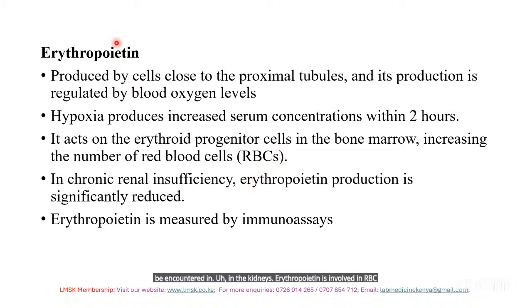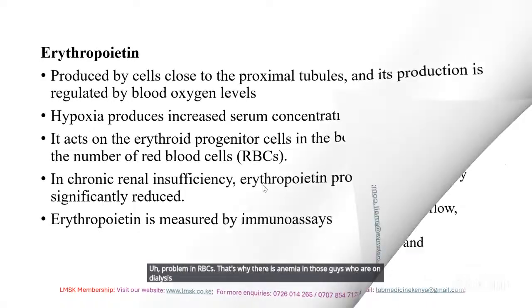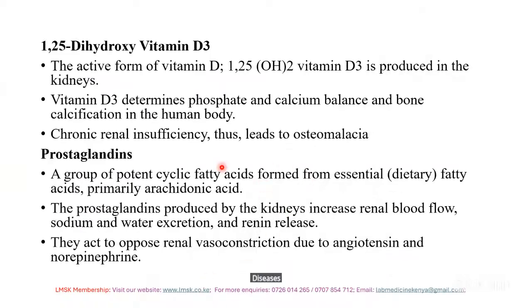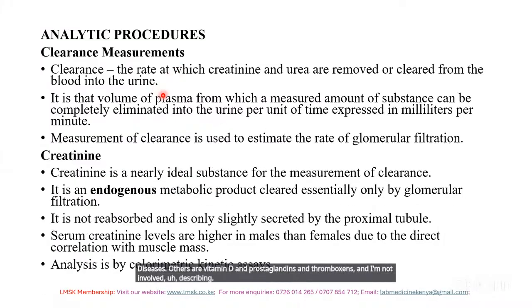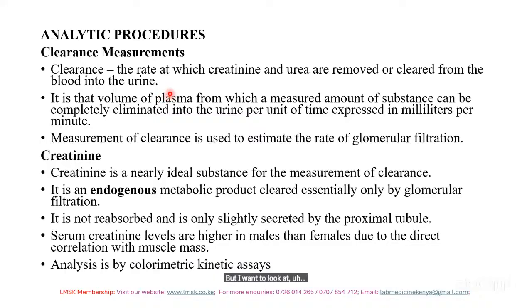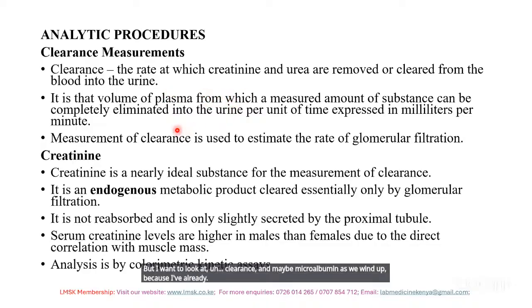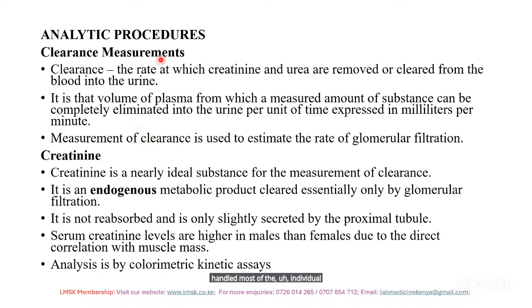So if there is a problem with the kidneys, then we are going to have a problem in RBCs. That's why there is anemia in those who are on dialysis and those with chronic kidney diseases. Others are vitamin D and prostaglandins and thromboxanes that I'm not describing, but I want to look at creatinine clearance and maybe microalbumin as we wind up, because I've already handled most of the individual analytes in this presentation.